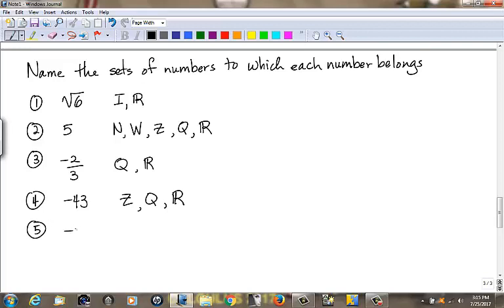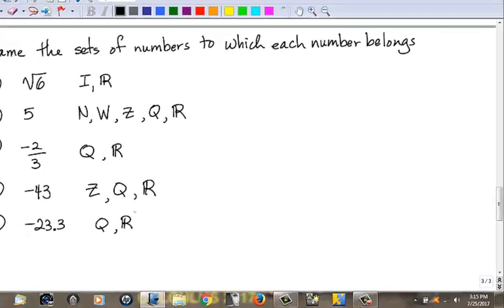And the last one, negative 23.3, is a decimal that terminates or stops, so it's rational, and that means it's also real. Okay, that should be enough to get you started on the assignment.